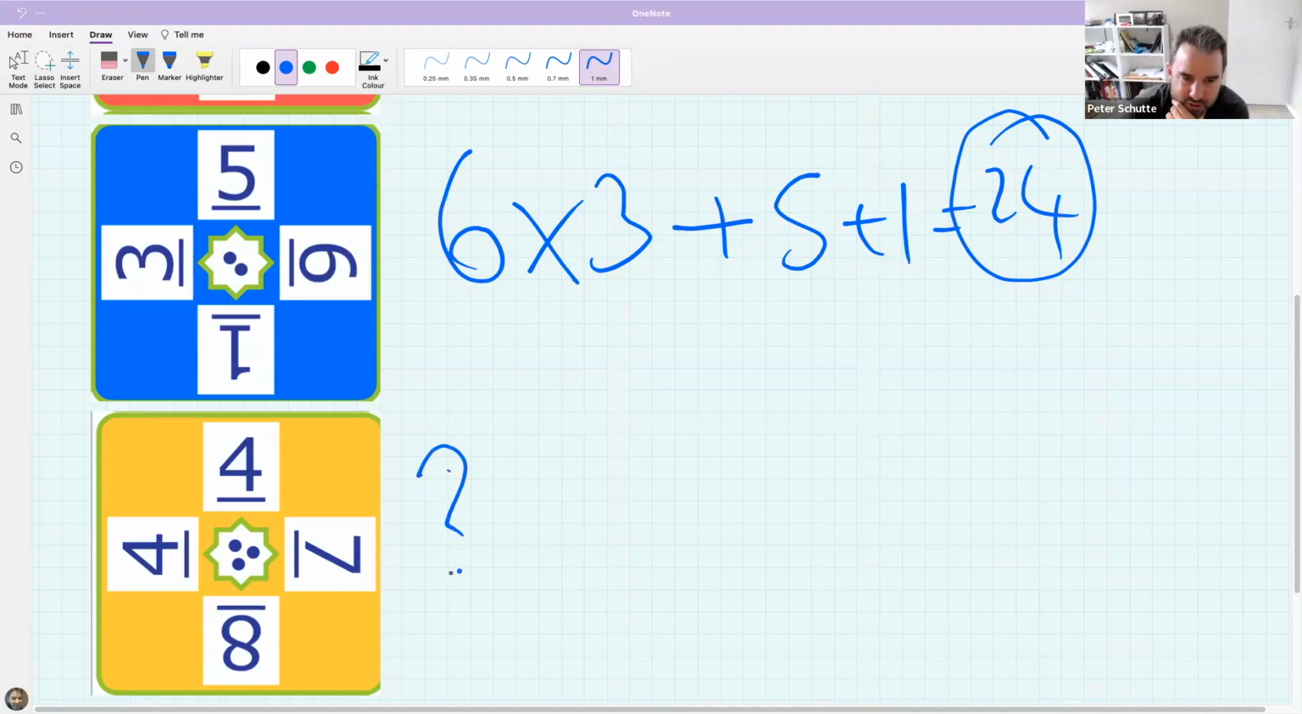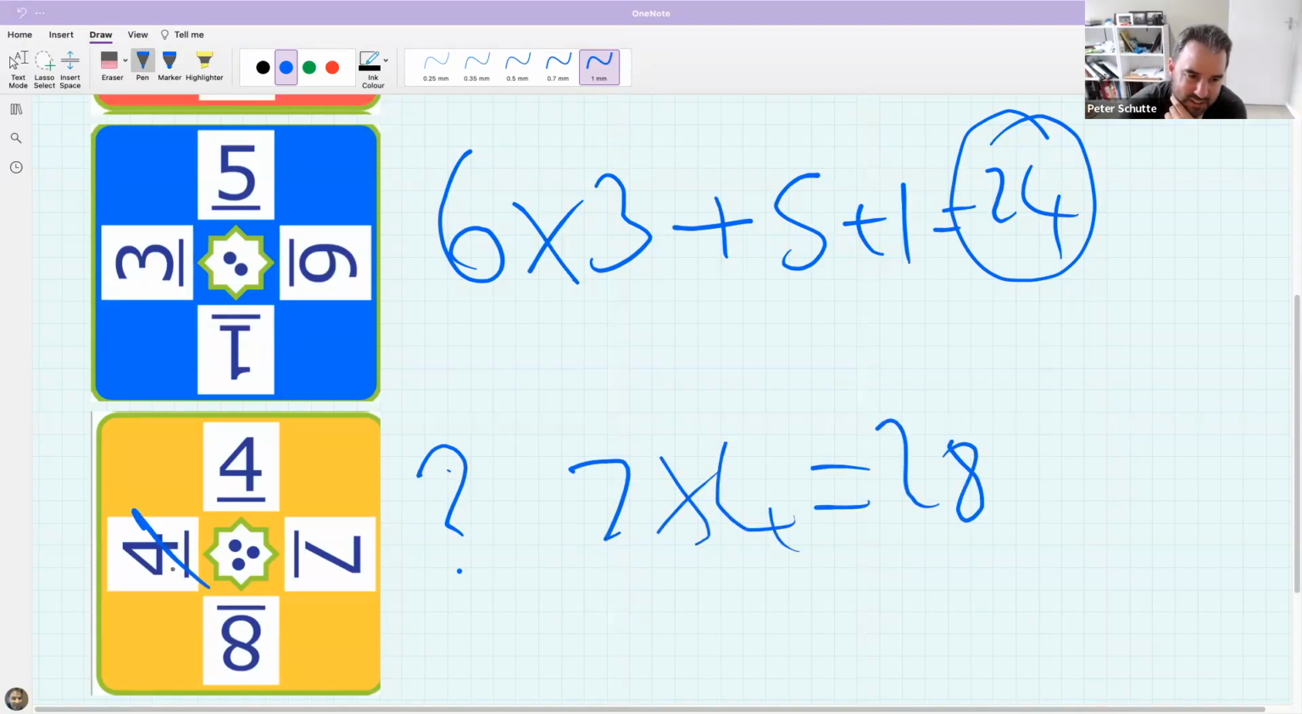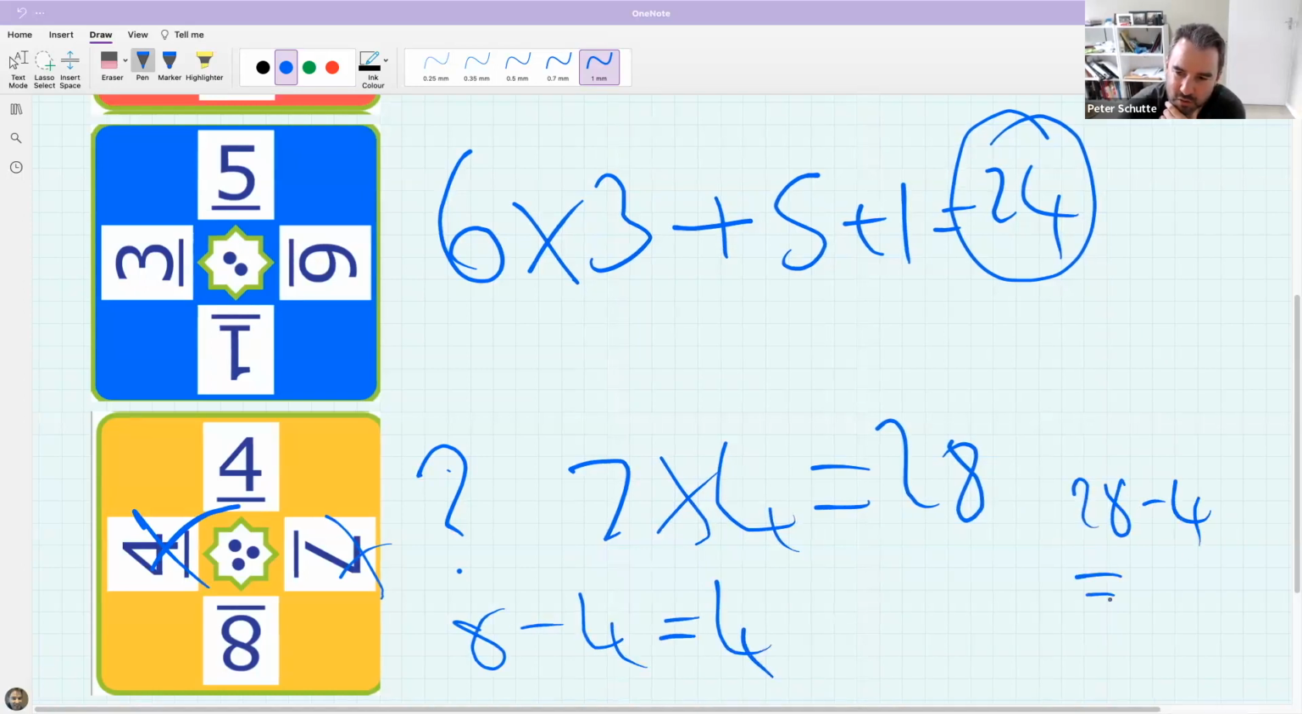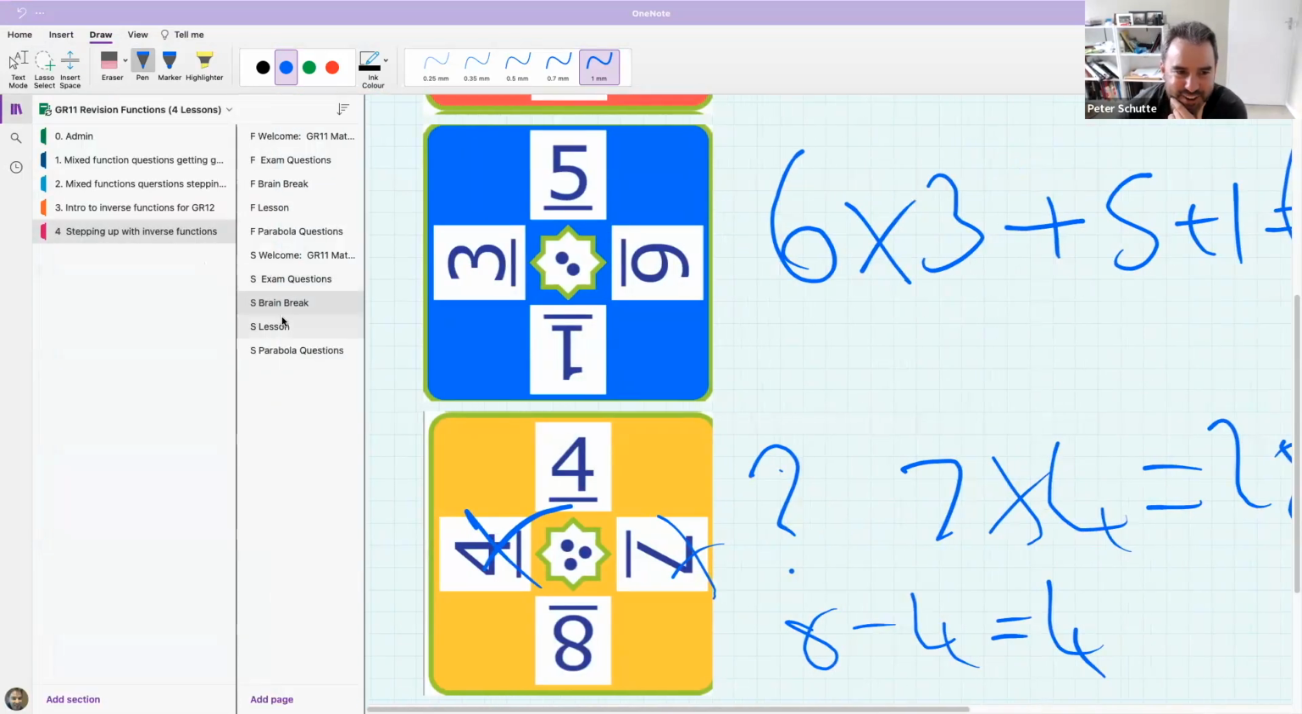Okay. If anybody gets... 7 times 4 is 28. Yep. 8 minus 4 is 4. 28 minus 4 is 24. Wow, Fateko, you are like the Maths 24 champion. Well done. Well done. You're going to have to go to the world champs. Okay.